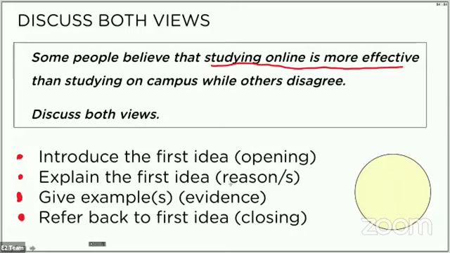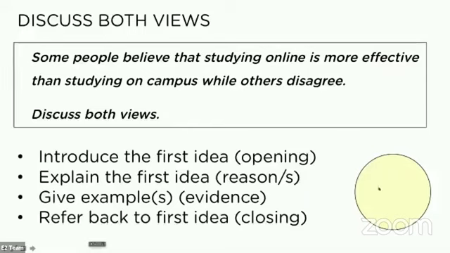I don't want you to write 4 sentences. I want you to write, this one's 1 sentence. Try and write 2 here for the reasons. You can write 1 or 2 here for the example or evidence and 1 here. So I want you to write 1, 2, 3, 4, 5, or 6 sentences. Your time starts now.